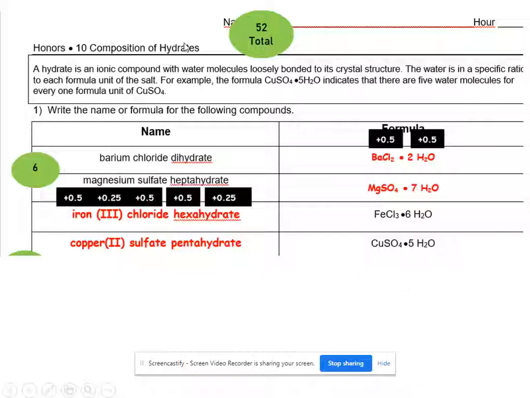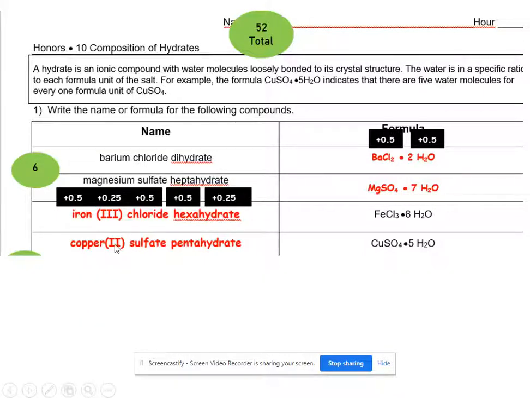Alright, this video is going to go over 10.6, which is the hydrates worksheet. It's a half point for the formula unit, half point for the number of water molecules. BaCl2.2H2O. This one here, magnesium sulfate heptahydrate. Remember, this is hepta, not septa. MgSO4.7H2O. Here for the name of FeCl3.6H2O.